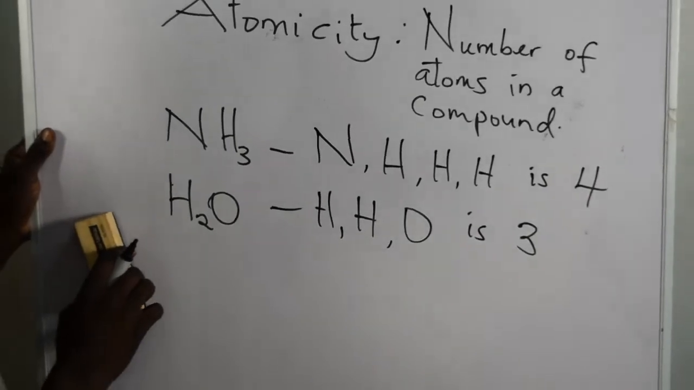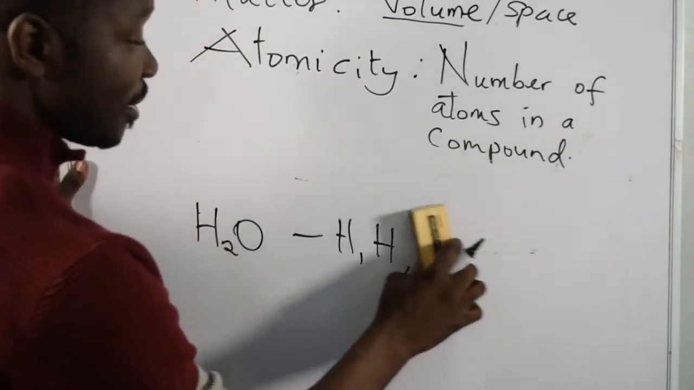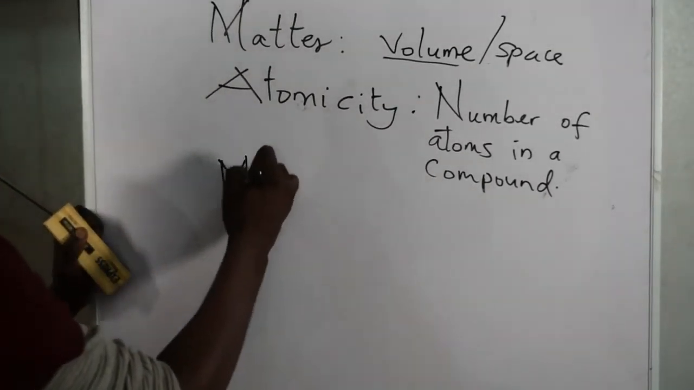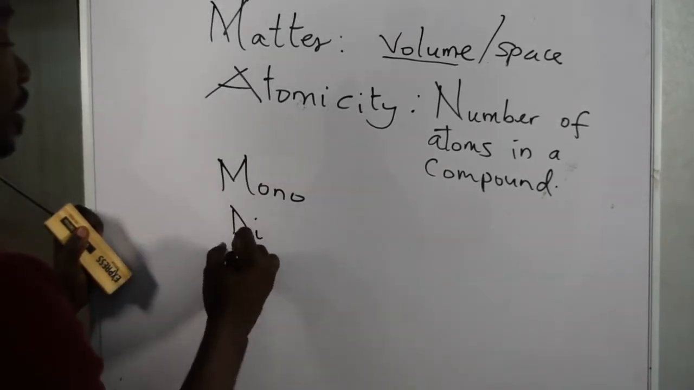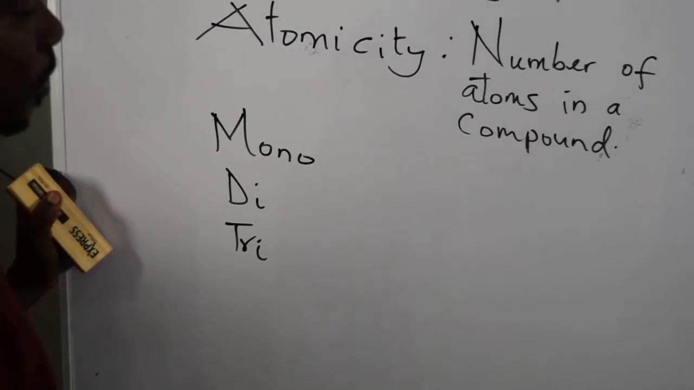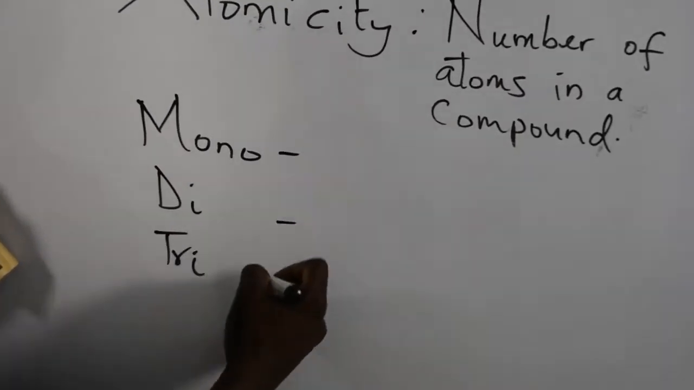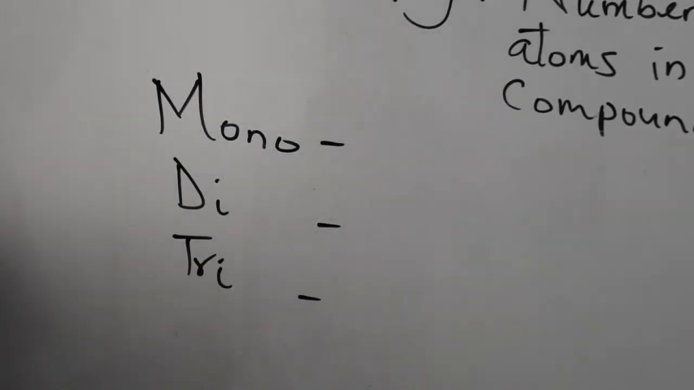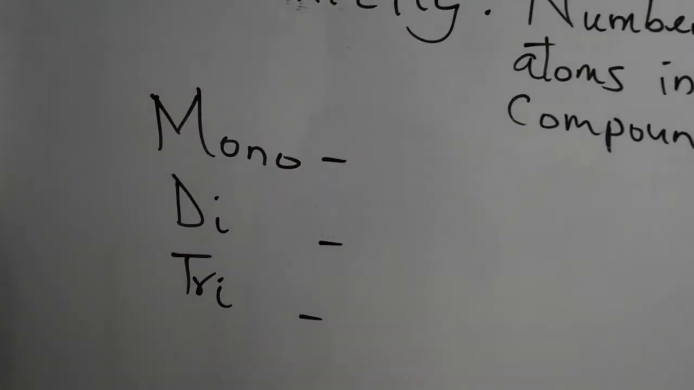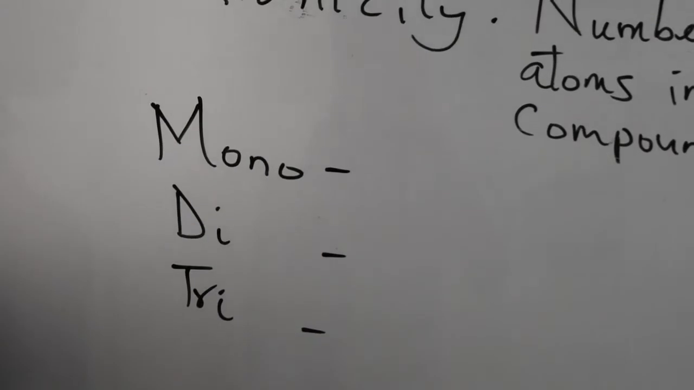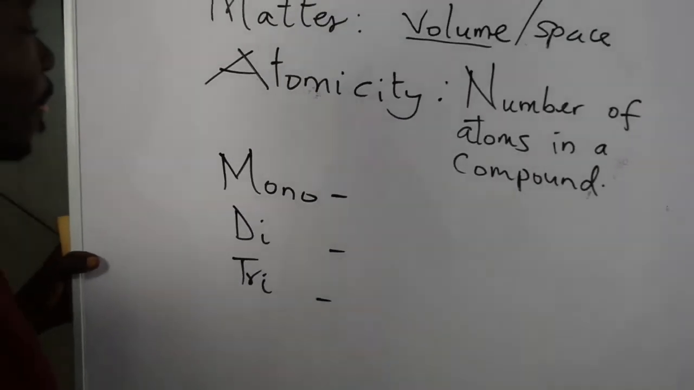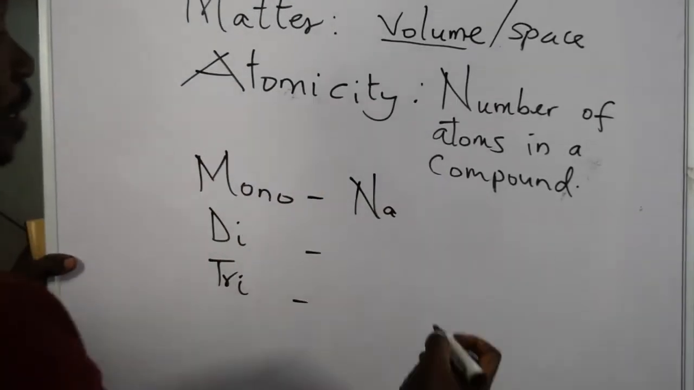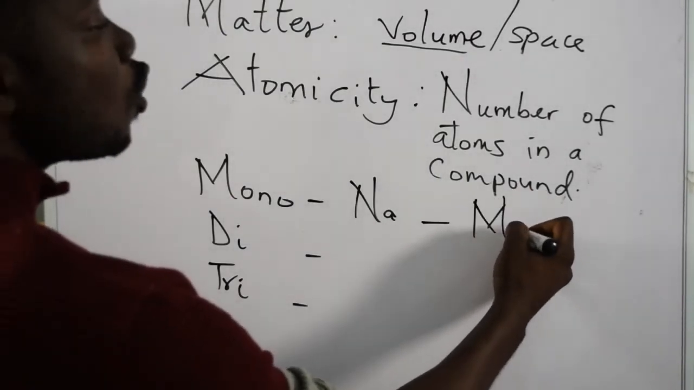Once we are describing this atomicity, it comes with some nice words we need to look at. I hope you remember mono, di, and tri. That's the Latin way of counting 1, 2, 3. In Latin, we have mono, di, tri, tetra, penta, hexa, hepta. So when I give you an entity like Na, how many atoms are there? 1. So you can describe Na as monoatomic.